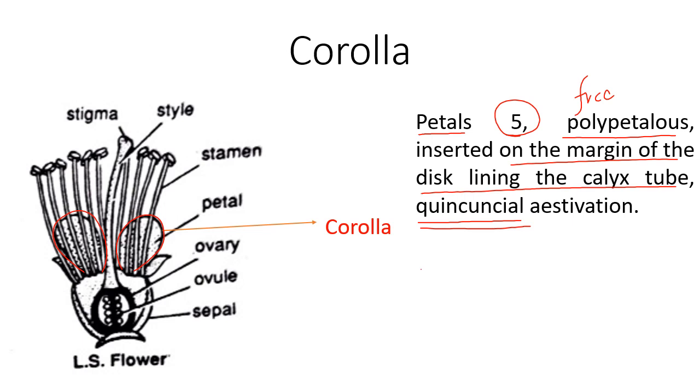Here 2 petals are completely out, 2 petals are completely in, and one is alternating. That is why this is called as a quincuncial type of estivation.